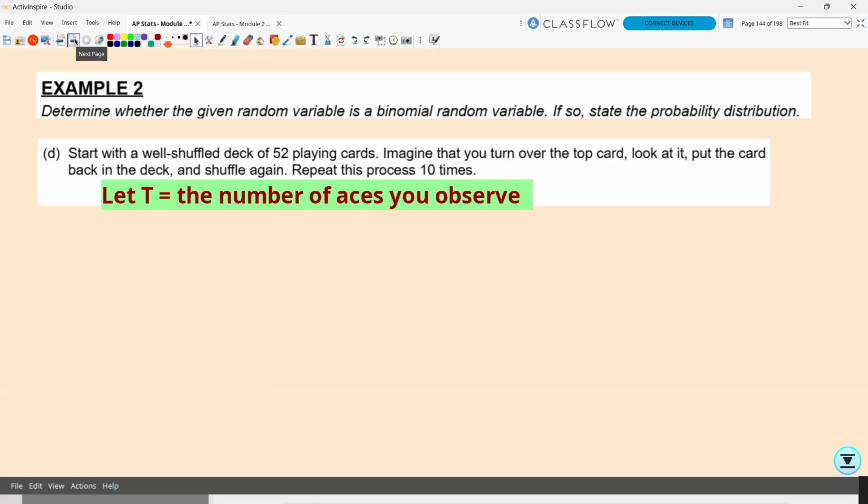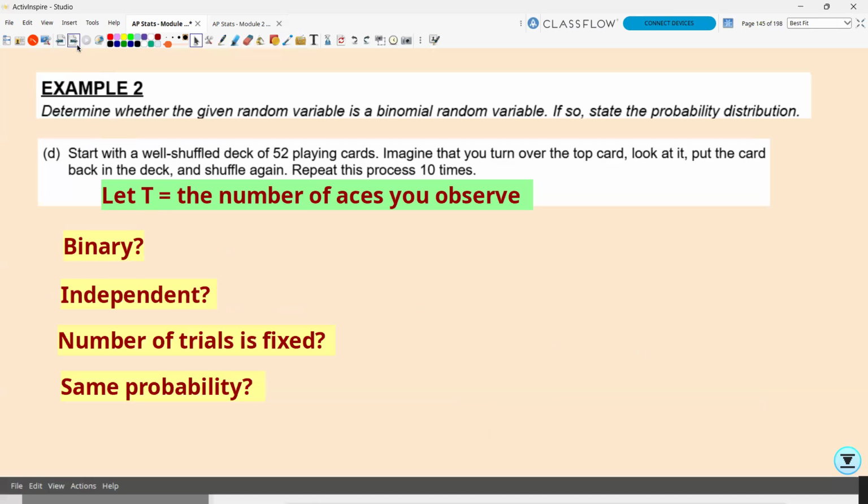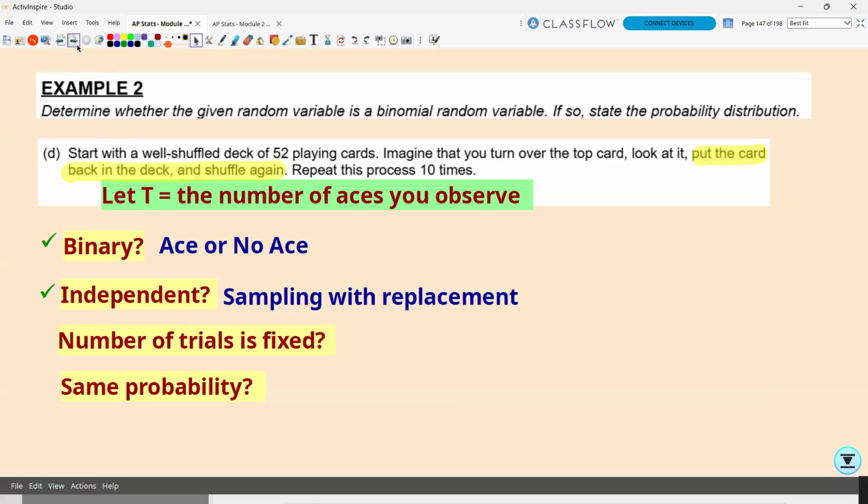Letter D, start with a well-shuffled deck of 52 playing cards. Imagine that you turn over the top card, look at it, put the card back in the deck, and shuffle again. Repeat the process 10 times. Is it binary? Yes. Independent? Yes, we're sampling with replacement. Is there a fixed number of trials? Hallelujah. We have 10 times. What's the probability? It's always going to be the same, 4 out of 52, because if we're replacing it, the probability will not change.